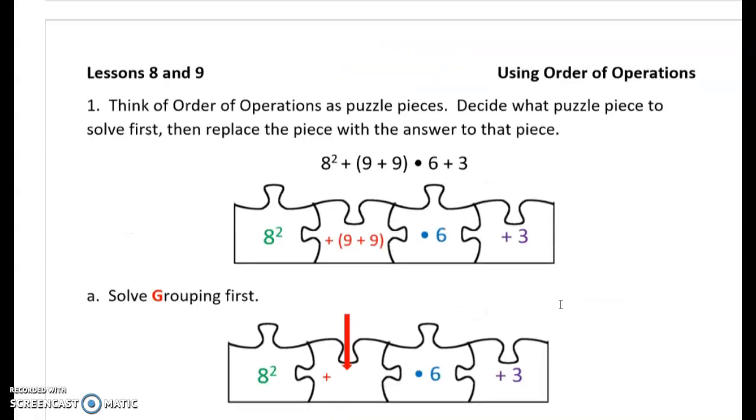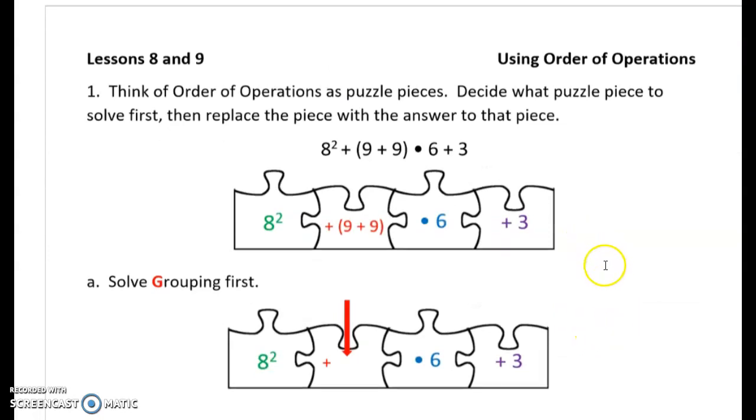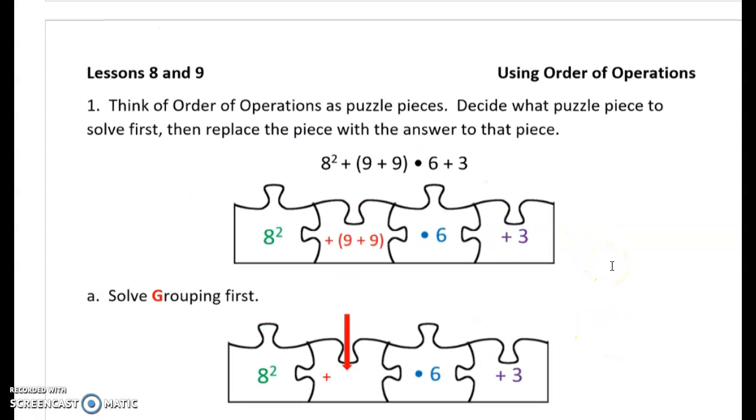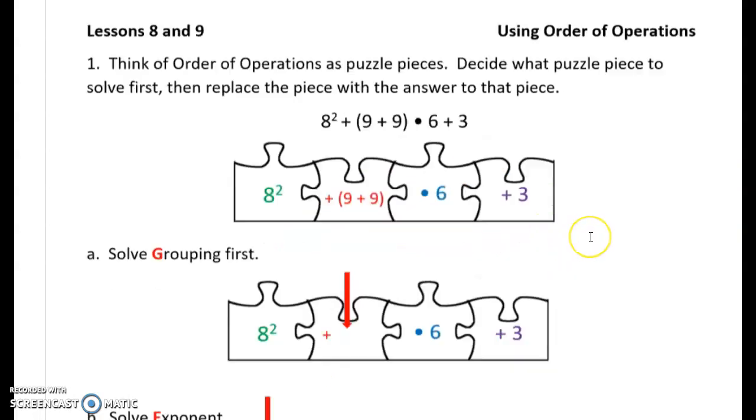Moving on to lesson 8 and 9, the use of order of operations. We're going to actually start solving them. So number 1, think of order of operations as puzzle pieces. Decide what puzzle piece to solve first, and then replace that piece with the answer to that piece. So here we have 8 squared, or 8 to the second power, plus, in parentheses, 9 plus 9, end parentheses, multiplied by 6, and then plus 3. So here's how it looks with the puzzle pieces.